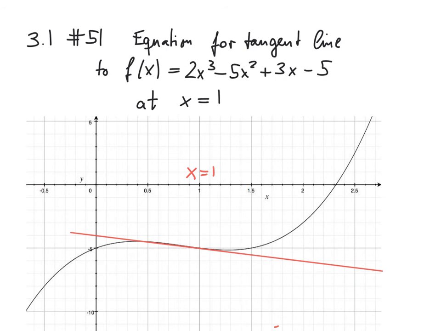Right? So for the equation for a line, we need two things. We need the slope, right? So the slope of this line, and we need the y-intercept. But the slope of the line is clear. That's given to us through the derivative, right? Because that's exactly what the derivative is. It's the slope of the tangent at this point. Okay, so that's the first thing we should do, is figure out the derivative at x equals 1.